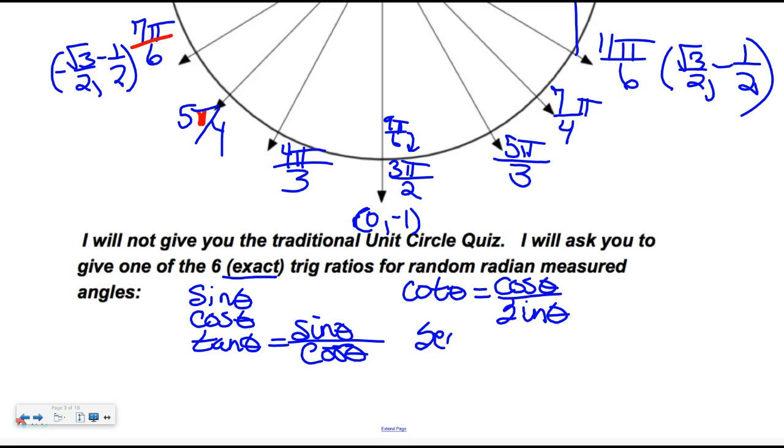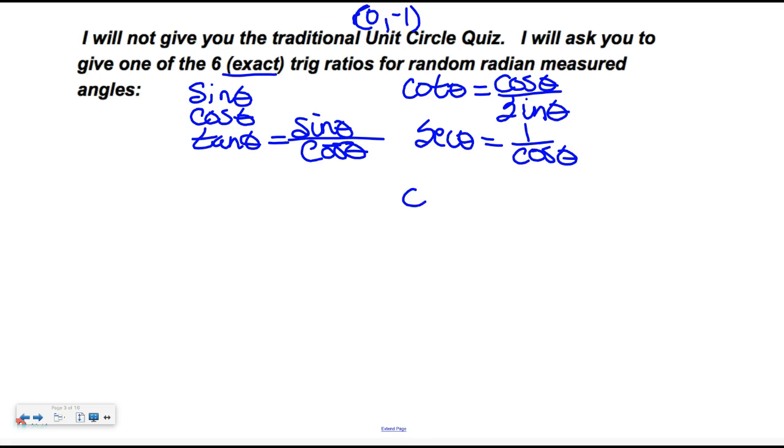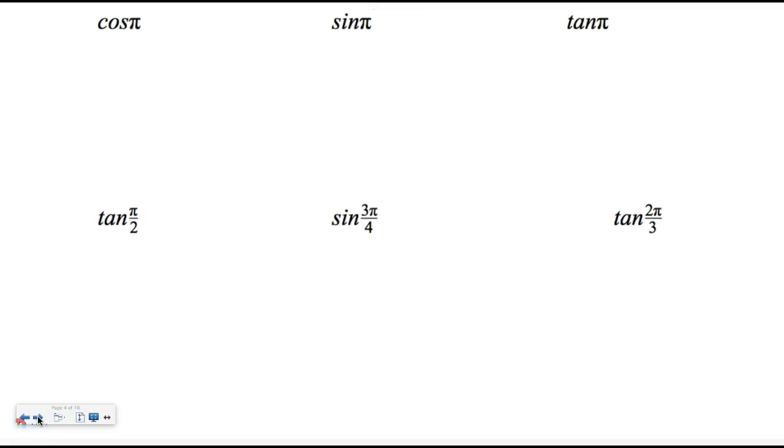We have secant, which is 1 over cosine. The way I remember those is I think St. Cloud. The S's go with the C's and the C's go with the S's. So consequently, cosecant is 1 over sine, or its reciprocal. So you should know those and how to set them all up for whichever ones I ask for.